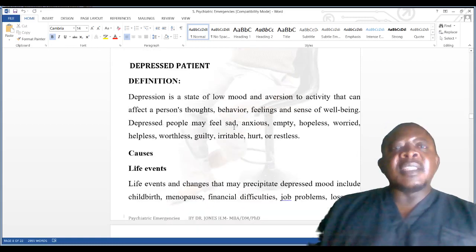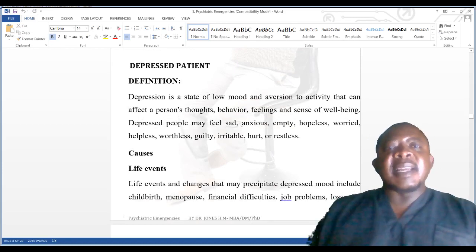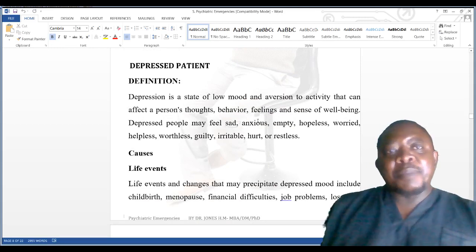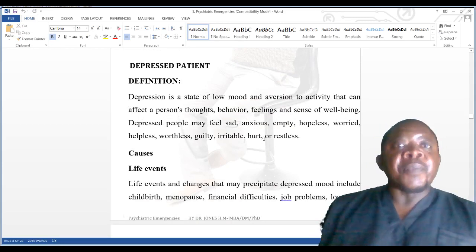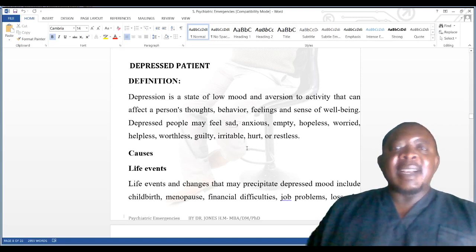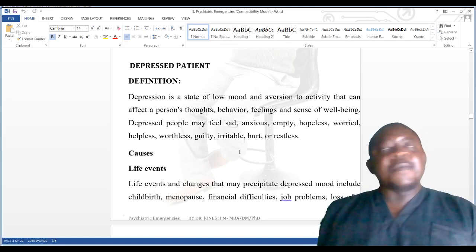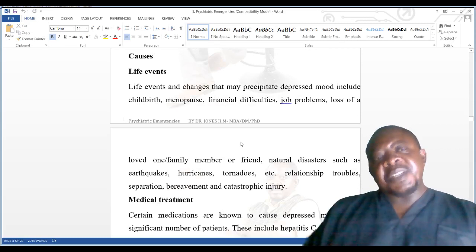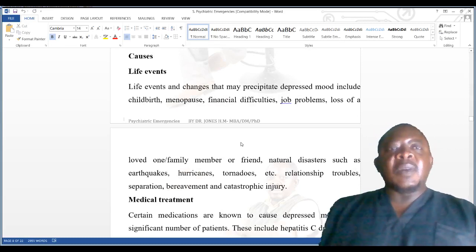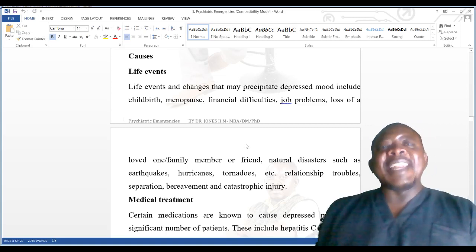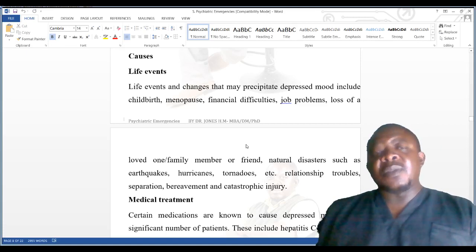Then depressed patients. Depression comes in as a psychiatric emergency because there is a risk of the patient committing suicide, or taking their own life. A depressed patient may feel anxious, sad, irritable. They feel hate, they are restless, they are worried sick. Then the causes or predisposition to depression can be categorized in terms of life events, which fall under social predisposition to depression.